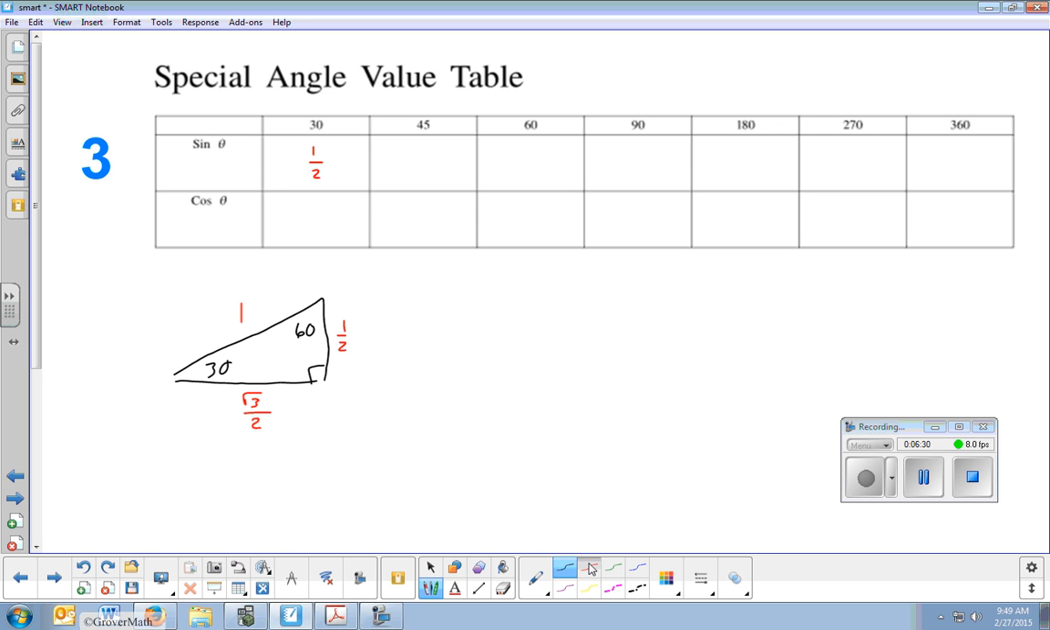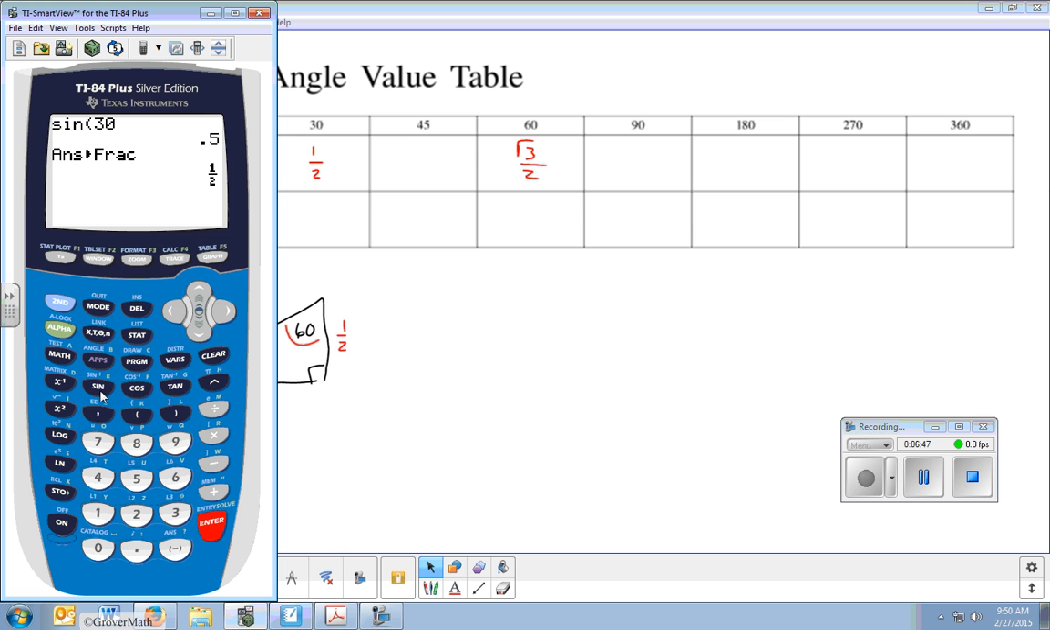We could fill in another value here. We could do sine of 60. So sine theta of 60 degrees, here's your 60-degree angle. That'd be opposite over hypotenuse, radical 3 divided by 2. Now that's not as recognizable as 1/2 is. If you type in sine 60 in your calculator, it gives you 0.866. This is equivalent to radical 3 divided by 2. So it's really important that you make the connection between 0.866 and radical 3 over 2.